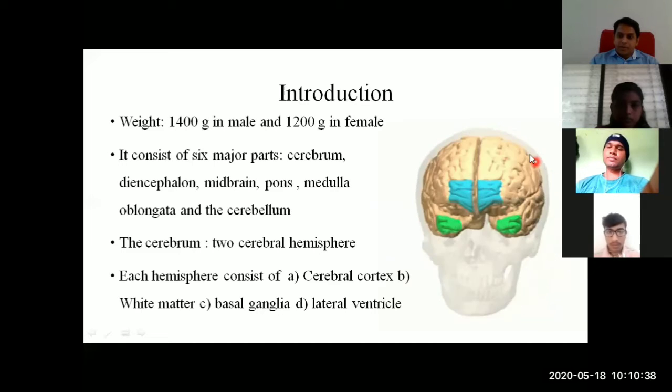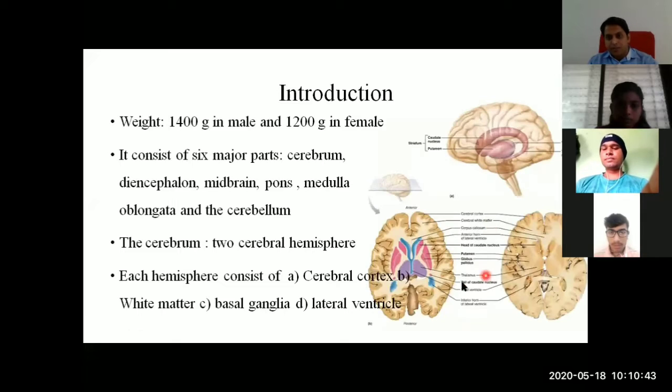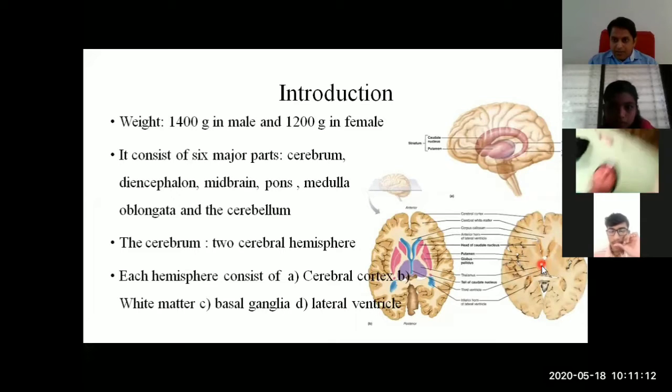Now, each cerebral hemisphere consists of, as you can see in this picture, the outer gray matter. This outer gray matter, the gray colored part, is called the cerebral cortex. And the white matter inside, those are the fibers which are projecting inside. Within this white matter, you can see the collection of neurons. They are the basal ganglia. And this gray matter right here is the thalamus.